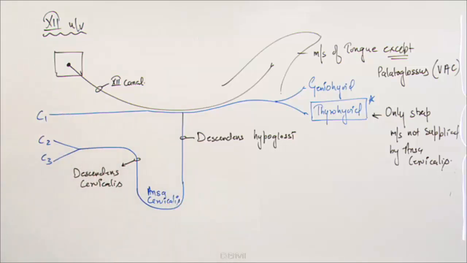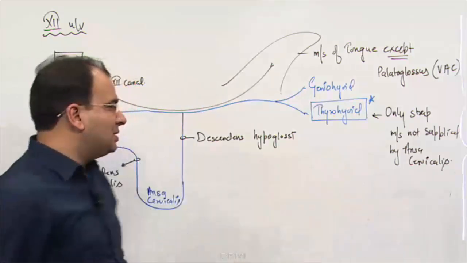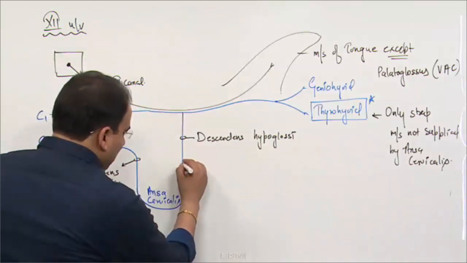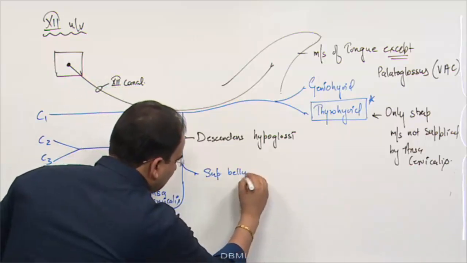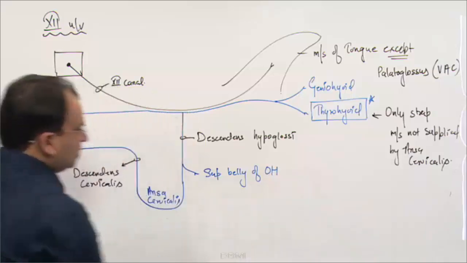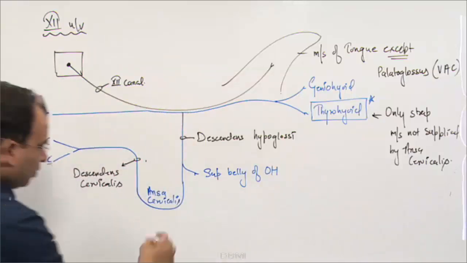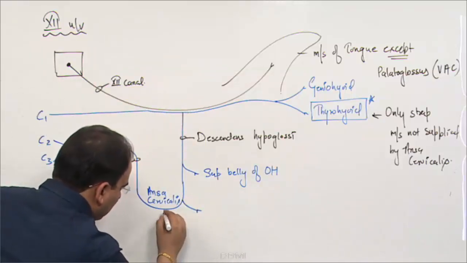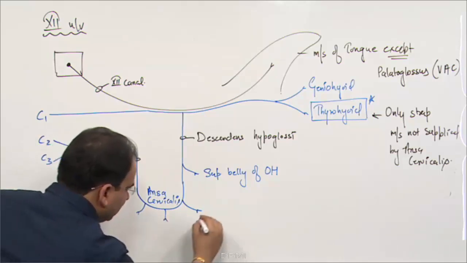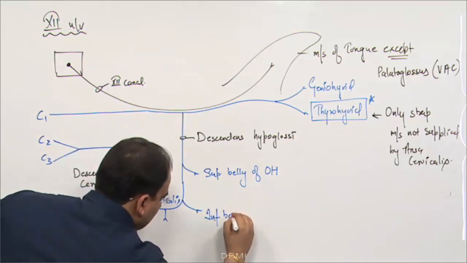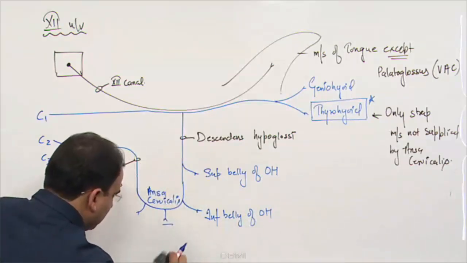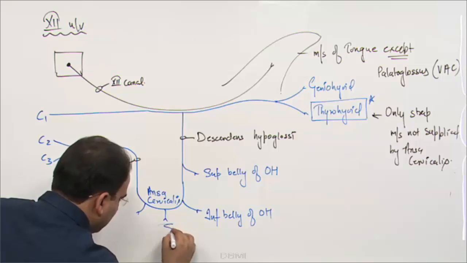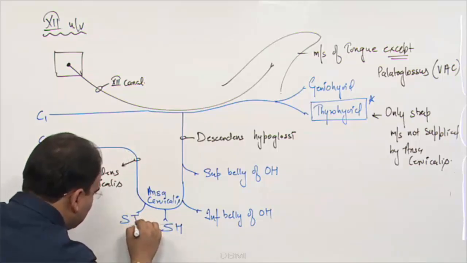Called as ansa cervicalis. And what is this ansa cervicalis supplying? We said the ansa cervicalis supplies all the strap muscles. Namely, from the descendens hypoglossi, we have the superior belly of omohyoid, and from this lower part of the loop, the rest of the three muscles, that is the inferior belly of omohyoid, sternohyoid and sternothyroid.